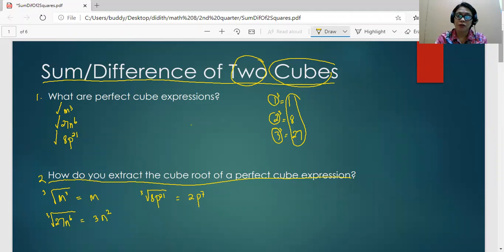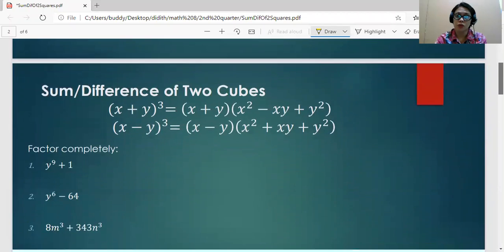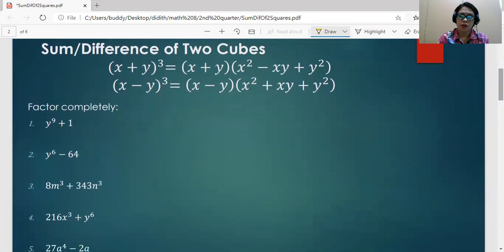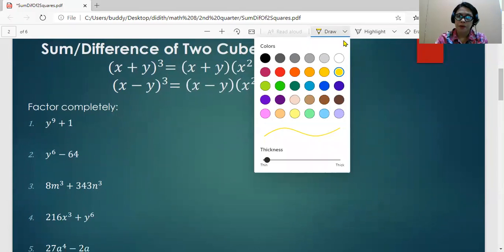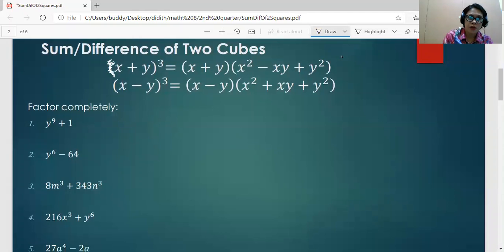Now we are ready to factor binomials using the pattern sum or difference of two cubes. Let us consider this one: x cubed plus y cubed, and x cubed minus y cubed. So this is the sum of two perfect cube expressions, while this is the difference of two perfect cube expressions.